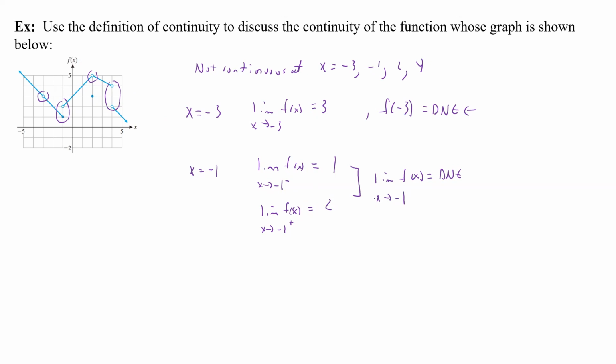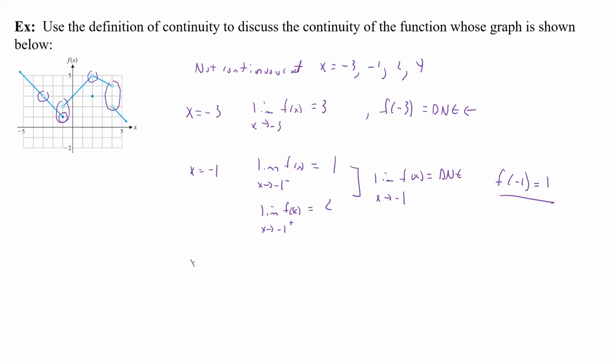Okay, and so that's what they have. But now, can we find f of -1? Well, we can, because that point here actually is truly a point. It has a solid dot here, so that's equal to 1. So our limit doesn't exist, but we can find the point there. And because they are not the same, it's discontinuous.